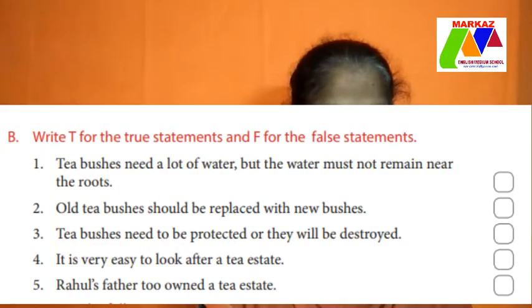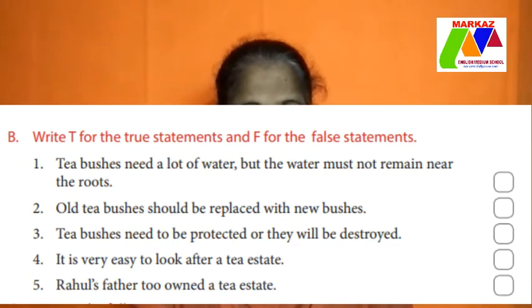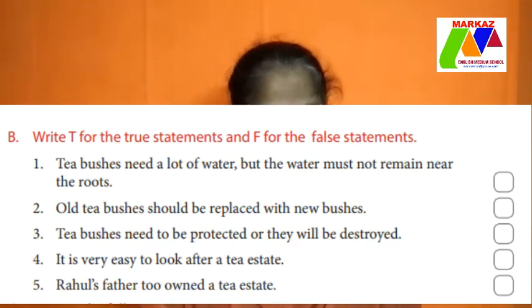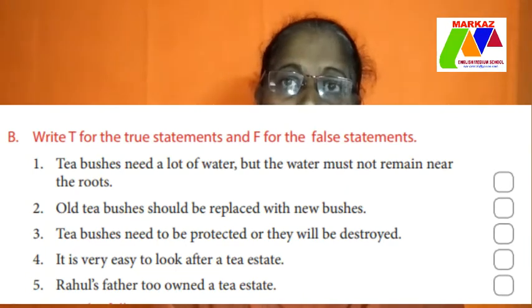Next page for true and false. Write T for the true statement and F for the false statements. 1. Tea bushes need a lot of water, but the water must not remain near the roots. True. 2. Old tea bushes should be replaced with new bushes. True. 3. Tea bushes need to be protected or they will be destroyed. True.